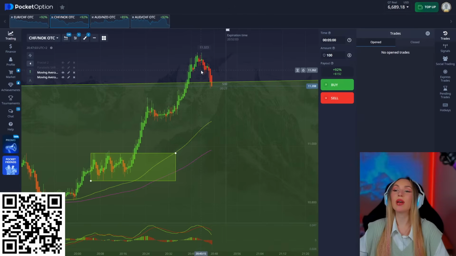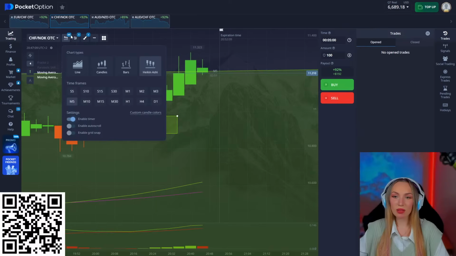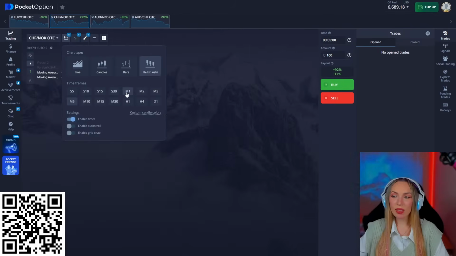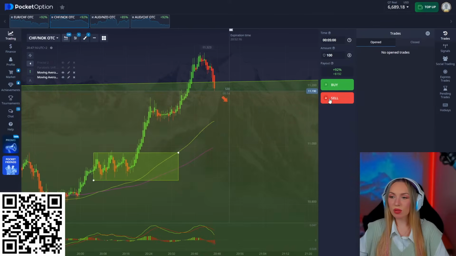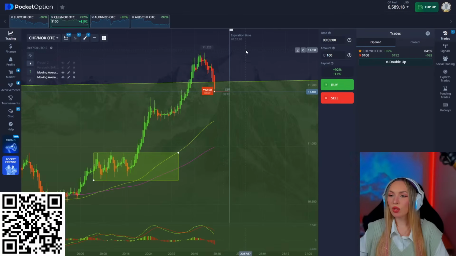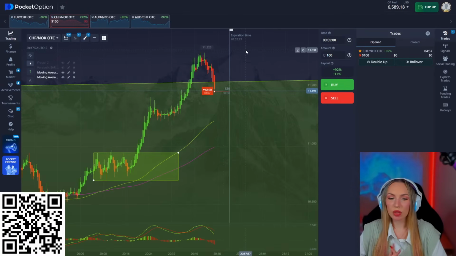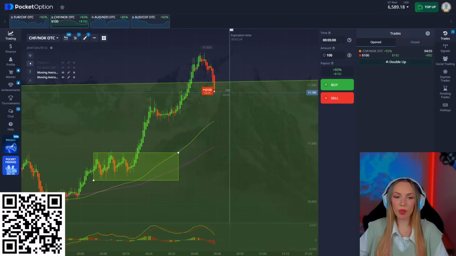Oh, CHF and OK, look. It looks like it was a false breakdown, and right now it started to go down. Okay, let's open the trade here for 5 minutes in the downward direction. Okay, did I enter? No. CHF and OK, 5 minutes in the downward direction, $100. I opened the trade.